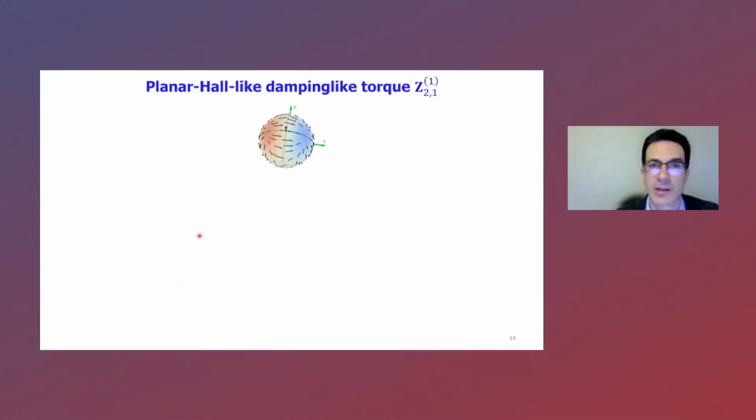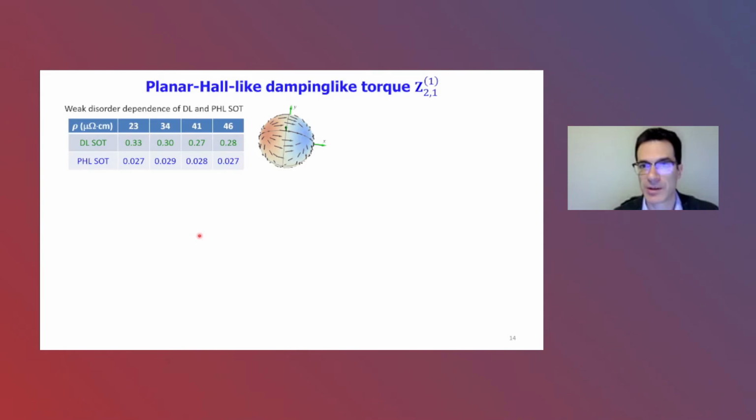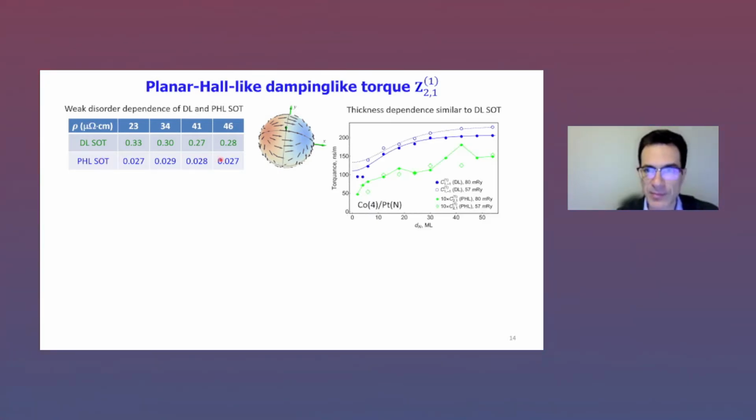So let's look at the planar-Hall-like torque then, which is the non-trivial angular dependence that I mentioned before. So again, as I already explained, both the leading order damping-like and this planar-Hall-like torque are essentially independent of disorder. The thickness dependence of the planar-Hall-like torque is similar to the damping-like torque. At least we see that it increases with thickness. There is some noise here because it's small. Notice it's scaled up by a factor of 10, but it generally correlates with the leading damping-like torque.